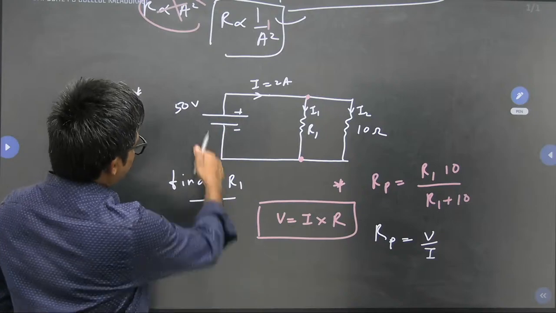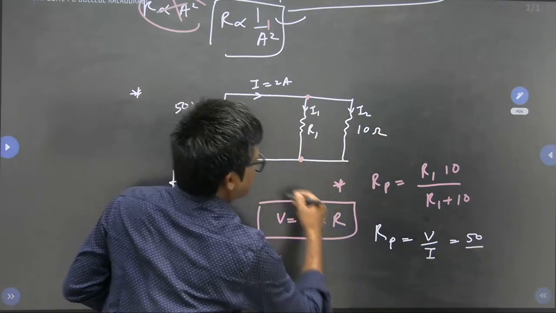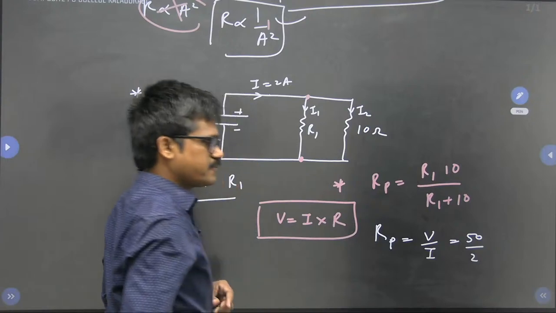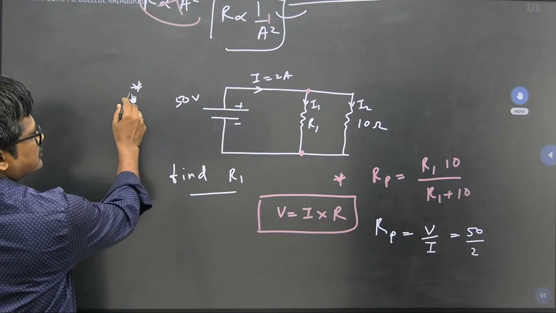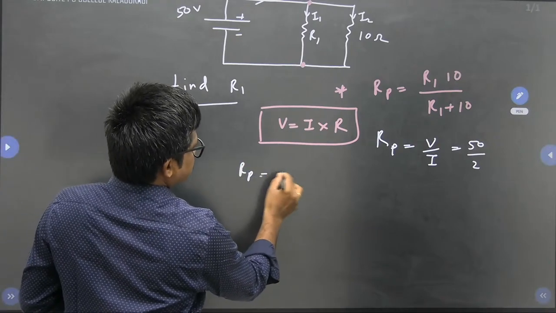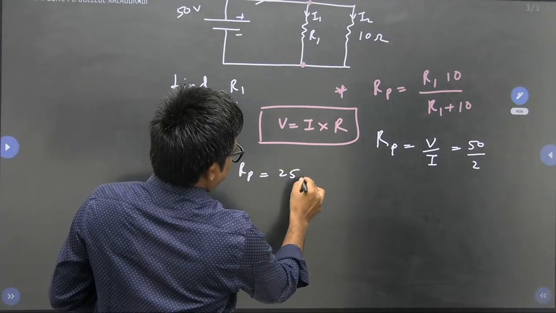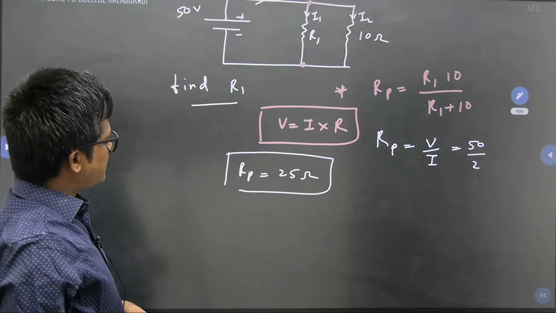Right or not? What is total voltage here? It will be 50. And what is total current developing there? 2. Then what is effective resistance in this case? So effective resistance in this case will be 25 ohm. Got my point? Likewise, you have to find effective resistance.